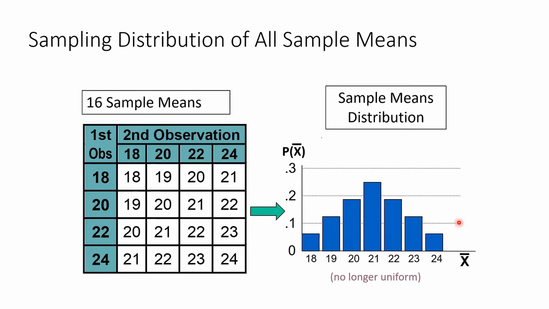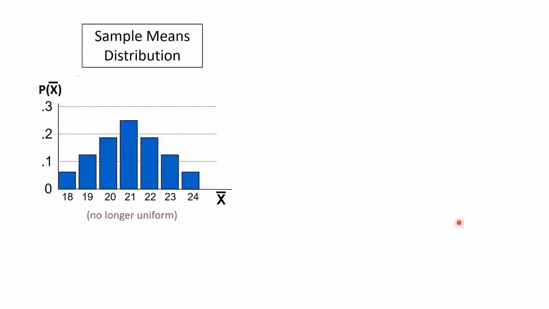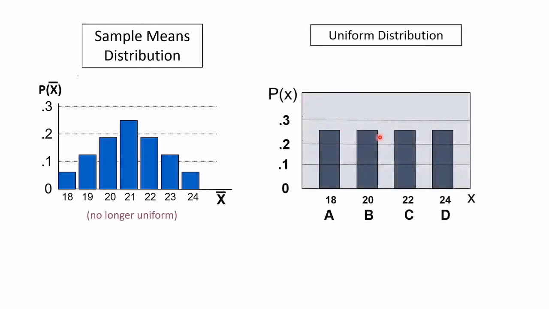In our original population, it was uniform. The probability of selecting one person from the 4 age categories was the same, 0.25. But the probability for the sample means is different, and the distribution is no longer uniform. So you have the sample means distribution like this, and you have your uniform distribution for your population. You notice that the sample means distribution assumes a type of normal distribution in this case, but your population distribution is uniform. This is a very important observation.